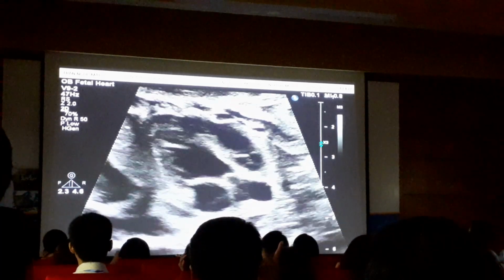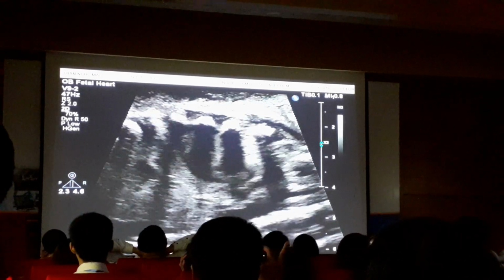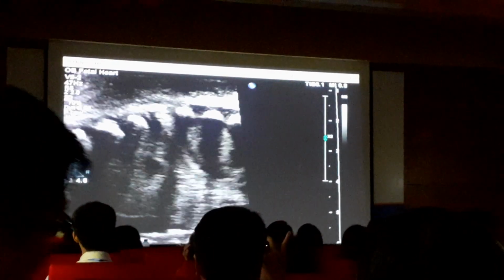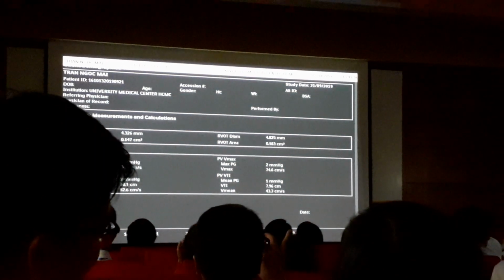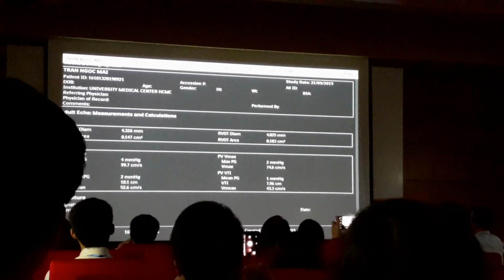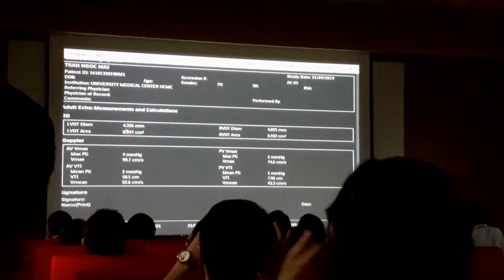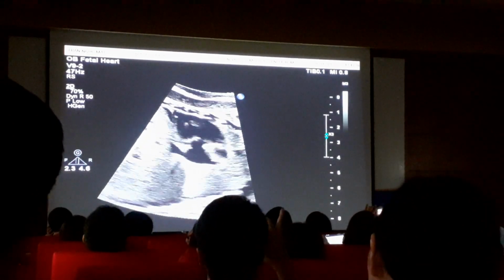I'm assuming that this machine will then tell me what the combined ventricular output is. Okay. Do we have that report? Maybe not. But these are the numbers that we would then need for the cardiac output calculation. I think it's probably close to normal.